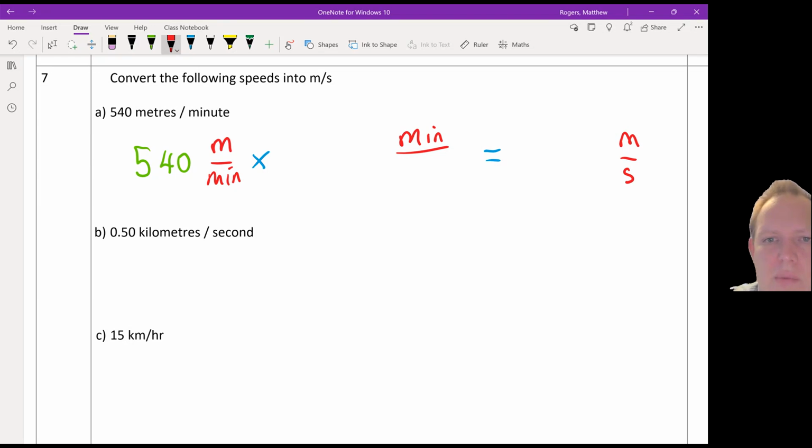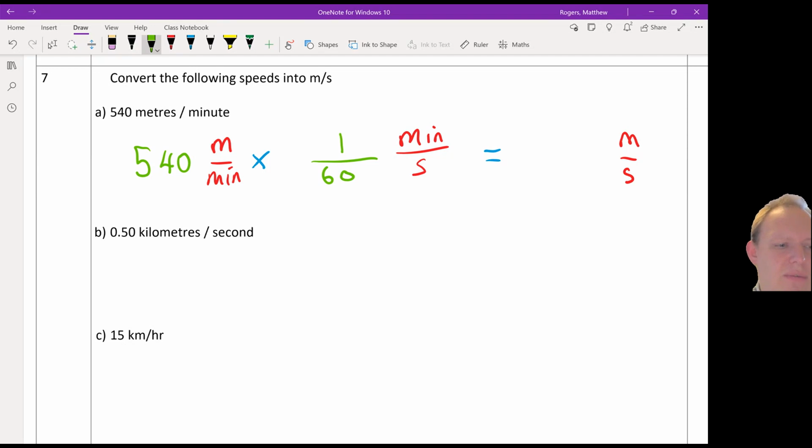In my final answer, I want the seconds, so I'm going to put the seconds on the bottom here. So now I can see my unit fraction, meters per minute times minutes per second, will give me meters per second. So all I need to do is multiply by the number of minutes in 1 second. This is that peculiar phrase that we use, the number of minutes in 1 second. And the way I remember it is by saying that 1 minute is the same as 60 seconds. So I multiply by 1 divided by 60.